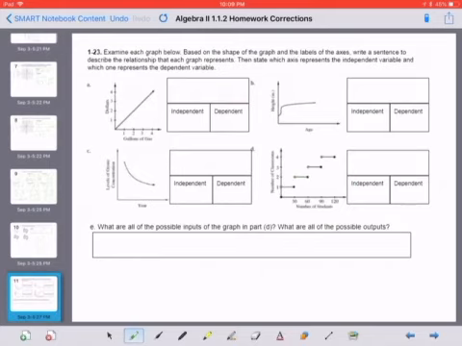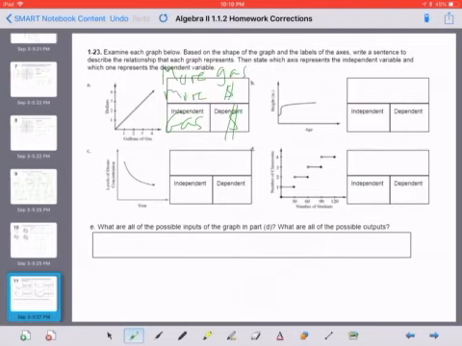These next problems, it says examine each graph based on the shape of the graph and the labels of the axes. Write a sentence to describe the relationship that each graph represents. Then state which axis represents the independent variable and which one represents the dependent variable. So this is actually the independent versus dependent. It should be pretty easy to figure out because the x-axis is usually going to be the independent. So like in A, I know that the independent is going to be the gas and the dependent is going to be the money. And I can say that the more gas I buy, the more money I spend.